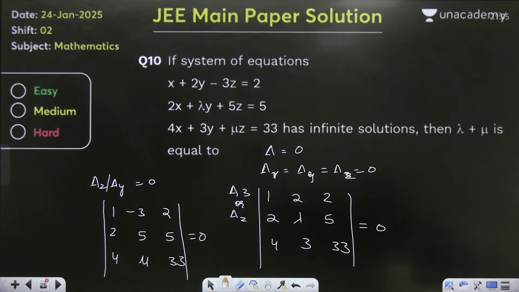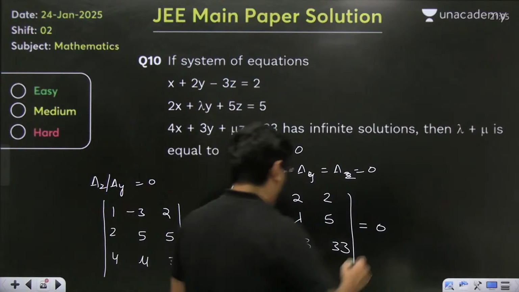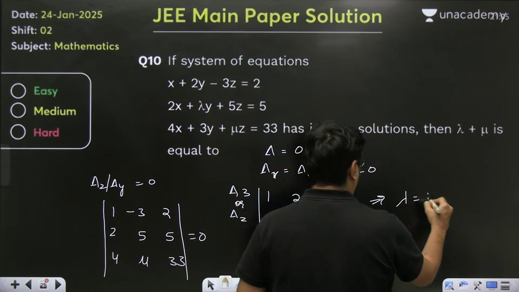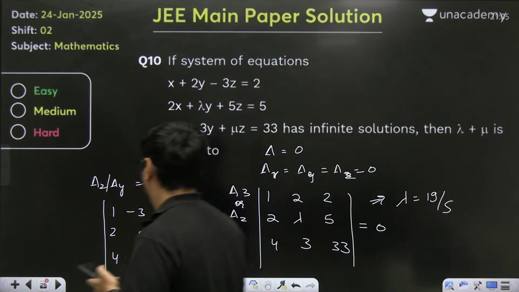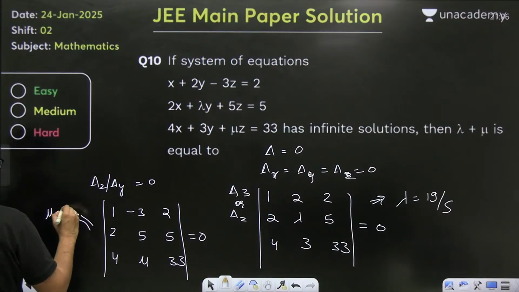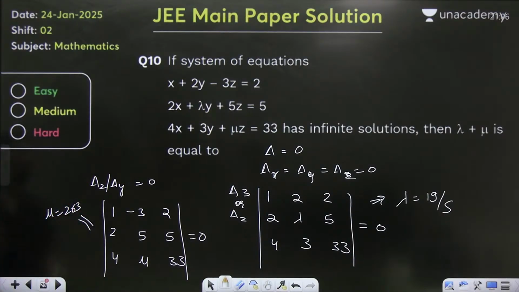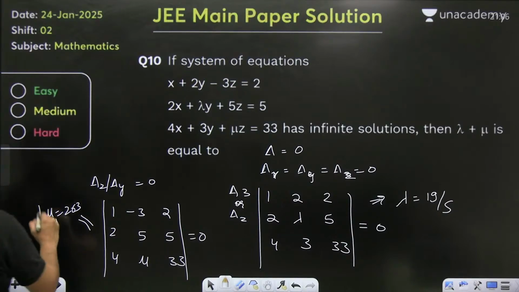Straight away, question is something that we have. Lambda plus mu is equal to 19 by 5 plus 263. So from here we get lambda equal to 19 by 5, and mu equal to 263. That's it. Lambda plus mu only we had to find.